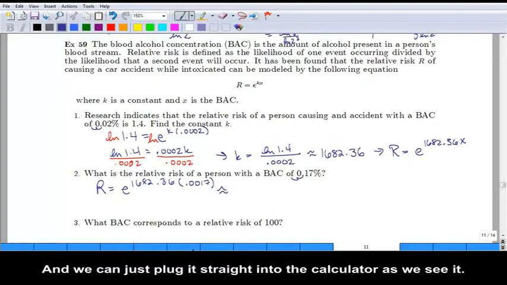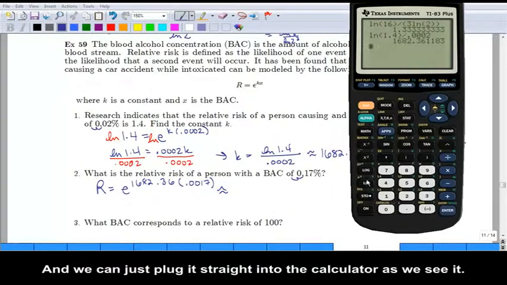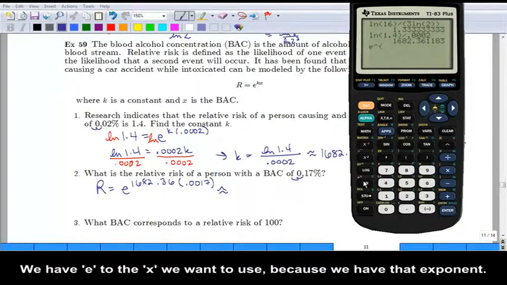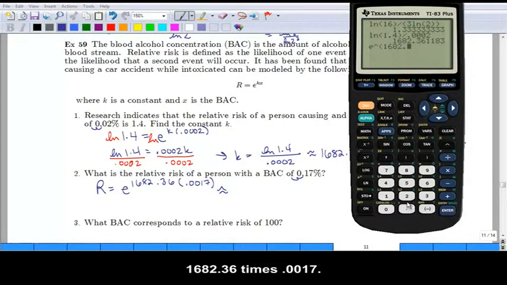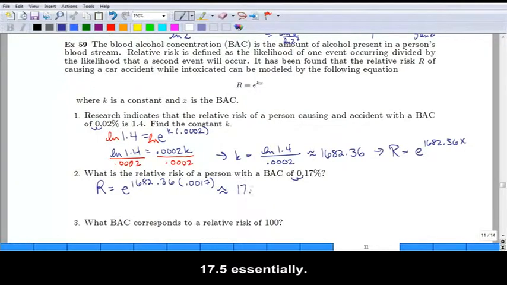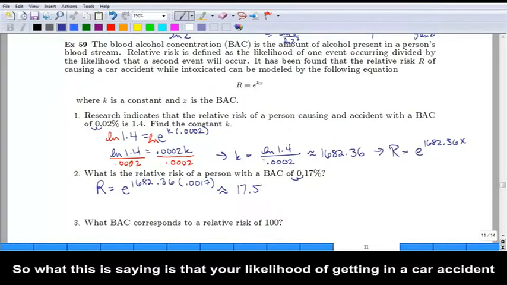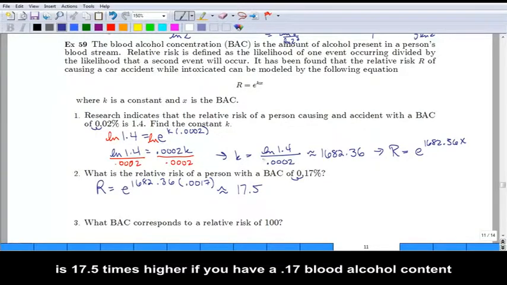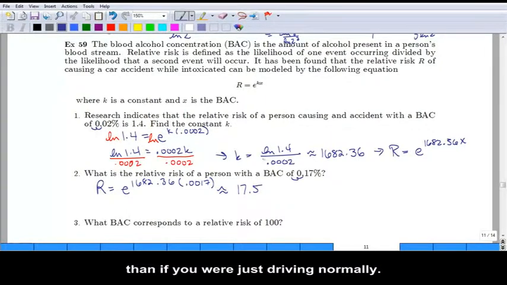And we can just plug it straight into the calculator as we see it. We have e to the x because we have that exponent, 1682.36 times 0.0017. Close the parentheses. 17.5 essentially. So what this is saying is that your likelihood of getting in a car accident is 17.5 times higher if you have a 0.17% blood alcohol content than if you were just driving normally.